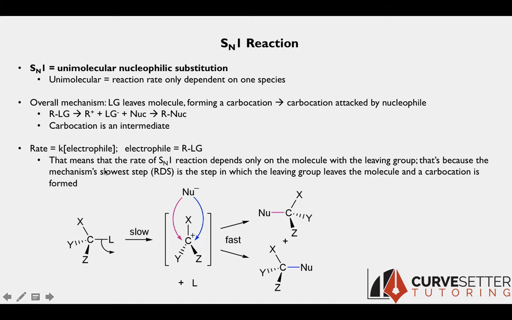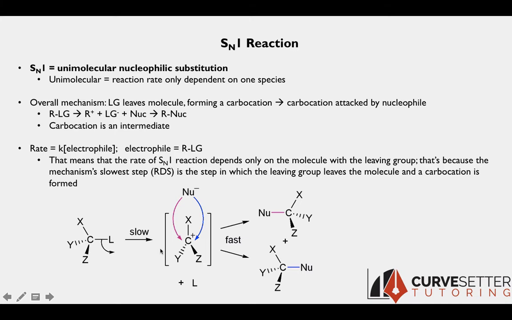And what this tells you is that the rate of the SN1 reaction depends only on the molecule with the leaving group here. And that's because the mechanism's slowest step, or the rate determining step of this two-step mechanism, is this first step in which the leaving group leaves the molecule, forming the carbocation. So remember, a carbocation is unstable. So the leaving group leaving and forming this carbocation is the rate determining step because it's particularly slow. The nucleophile attacking and forming the product is really a rapid step.